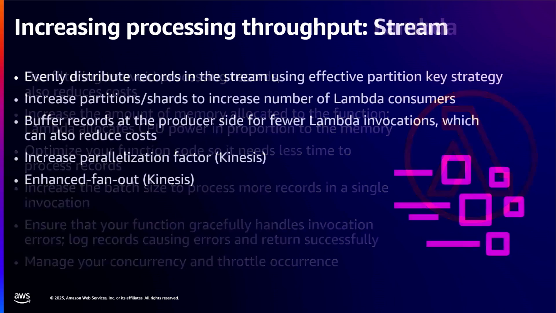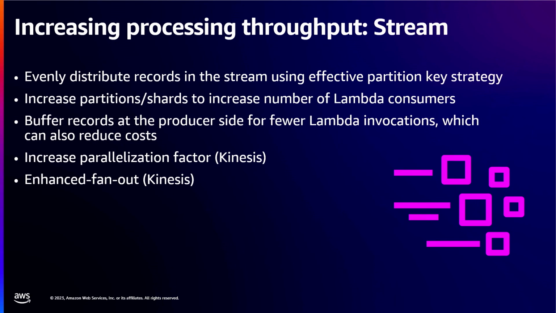So then also on increasing the processing throughput on the stream side, we spoke about the Lambda side. What can you do on the stream side? Well, the big one is evenly distributing those records between the different shards using an effective partition key strategy. This is really the number one tip: try and think of what your partition key strategy is, because that's going to dictate your throughput.